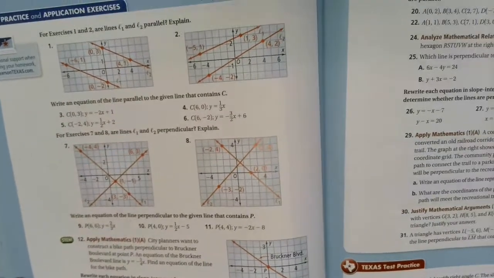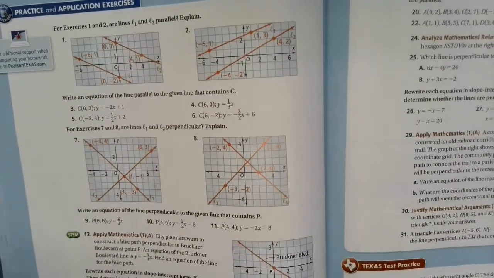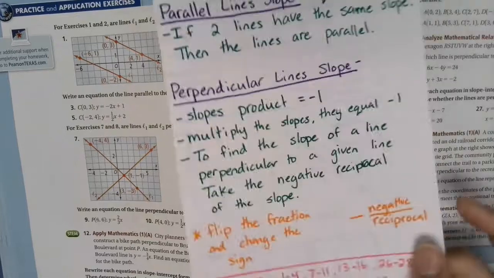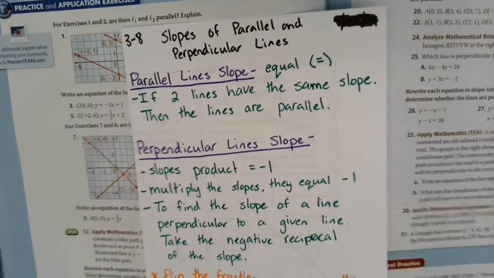On the problems, like I said, you need to make sure you are writing out what the slopes are. And that's what 3-8, slopes of parallel and perpendicular lines, is all about.